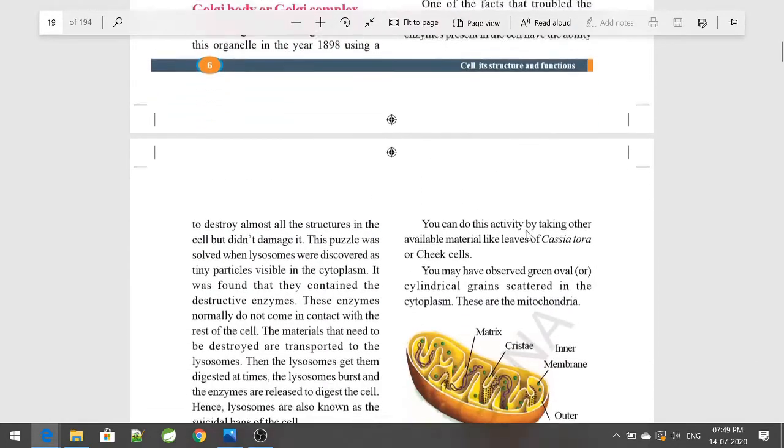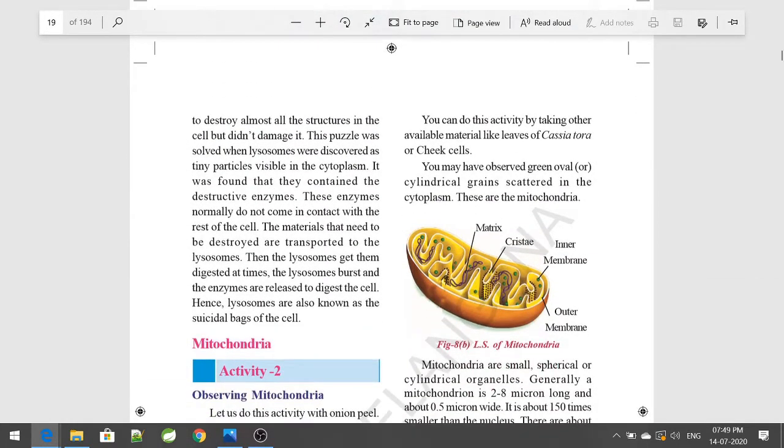Lysosomes. Lysosomes are also called the suicidal bags of the cell. They are destructive, or they produce hydrolytic enzymes which digest the things which are not needed, or which have to be cut into small pieces. Lysosomes destroy almost all the structures in the cell but do not damage it. So it will just destroy them but not damage the cell.